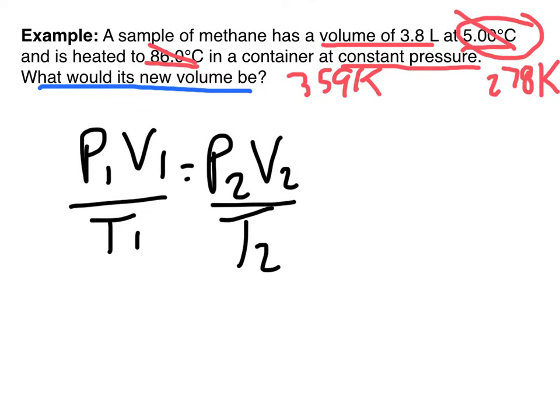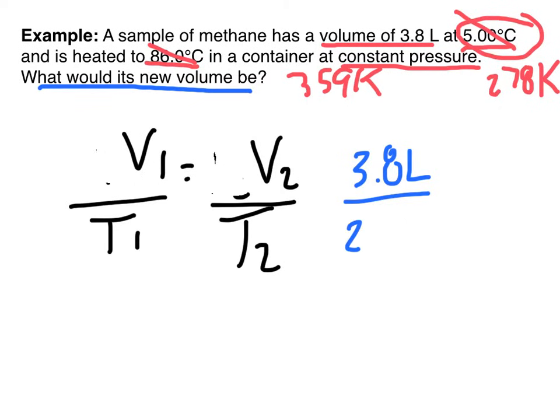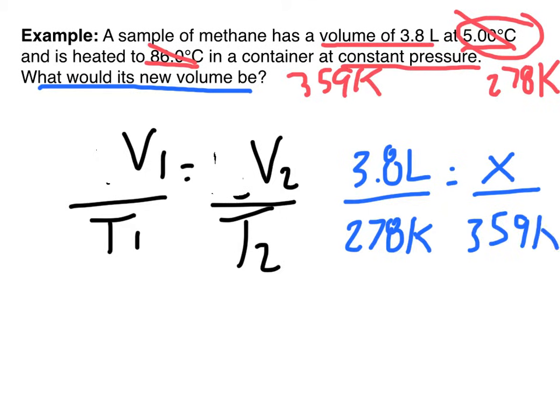It says it's at a constant pressure. That's also important. So technically, pressure doesn't matter. All I have is V1 over T1 equals V2 over T2. Now I can plug in all of my stuff. What is my first volume? My first volume is 3.8 liters. What is my first temperature? It's 278 K. What is my final volume? Well, that's what I'm asking for, so that's my unknown, my X. And on the bottom, I have 359 K. That's my new temperature. So solve for this algebraically.